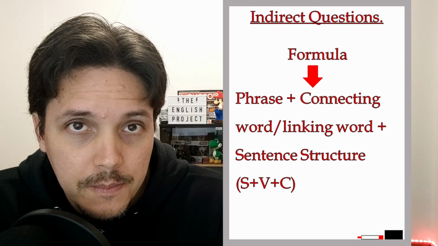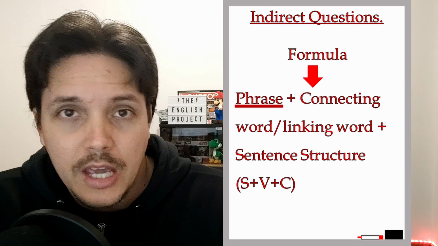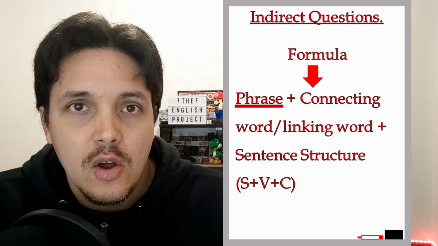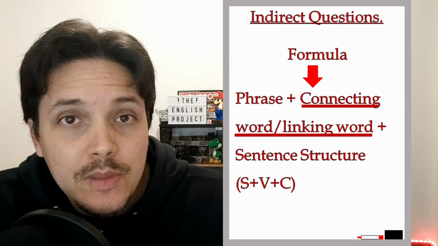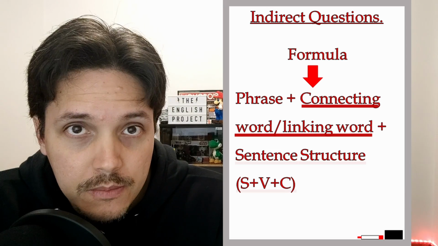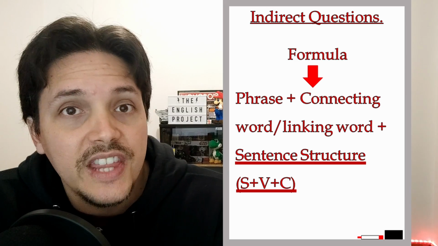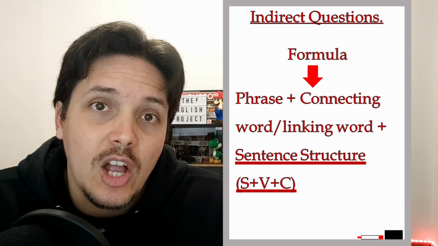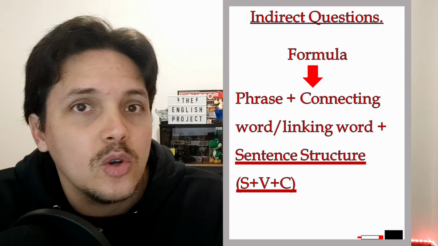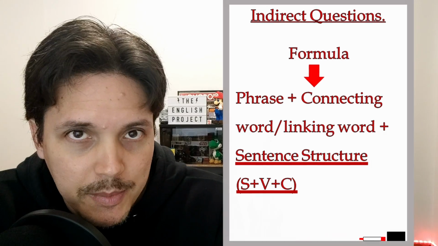The way we're going to make indirect questions is by following this structure right here. We are going to have something that is called a phrase. And you will see that there are many phrases for this topic in particular. Then we are going to have a connecting word or a linking word. And then we are going to have a sentence structure with a subject, a verb, and a complement. In this case, we are not going to use an auxiliary verb. You will see that in a few moments.